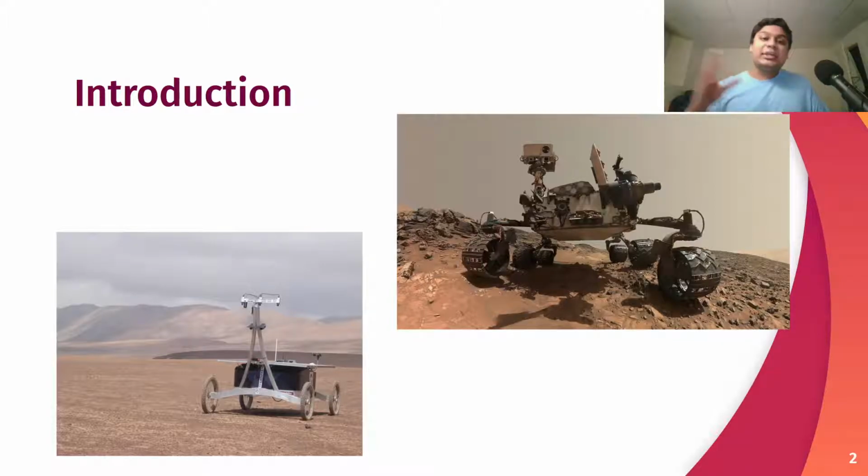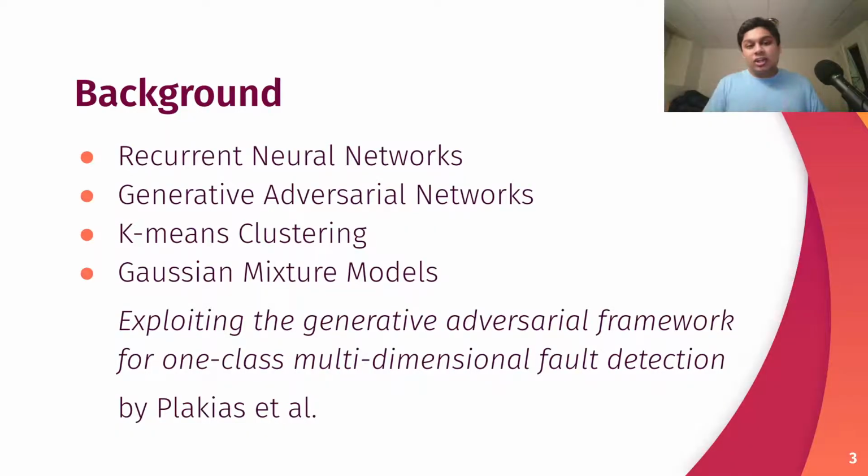Typically, this was done through expert systems. Someone that knew the robot well looked at conditions where the robot could fail and told the robot what to do in those specific conditions. Now, that's great, but deep learning methods have started to take off. Recurrent neural networks, GANs, k-means clustering, and Gaussian mixture models are all different ways that have been applied to do fault detection in robots. You'll notice that a lot of these methods are generative.